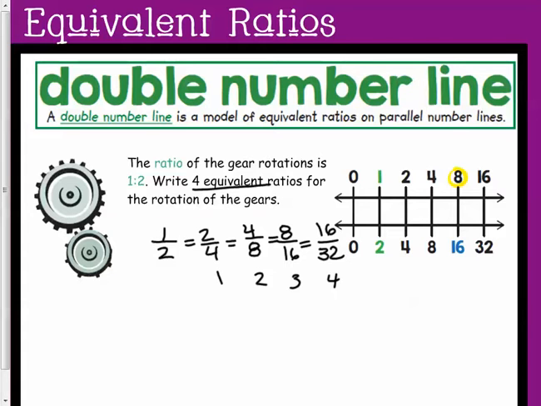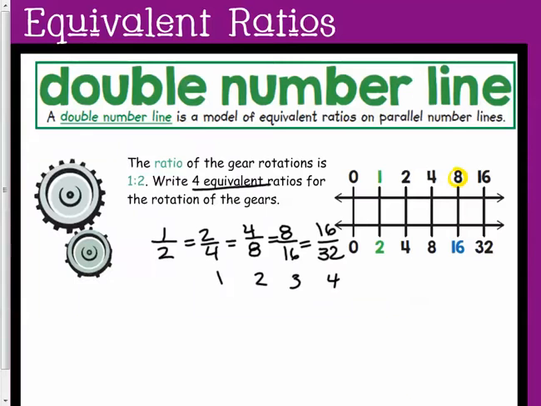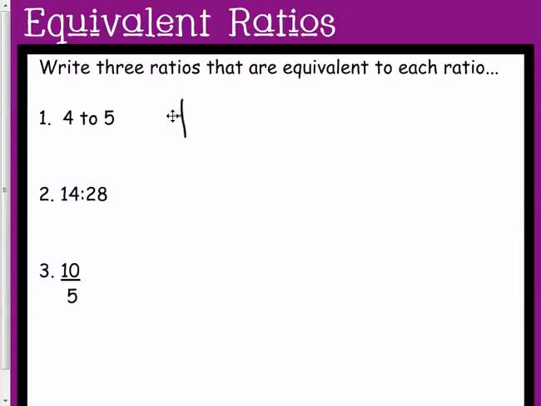Okay, your turn to make your double number lines. I want 3 ratios that are equivalent to 4 to 5. So start with your double number line like we did over here. I'm going to make 2 lines with arrows. And then my first one here would be 4 to 5. Go ahead and show me 1, 2, 3 more that are equivalent. And I'll be back in just a second to show you what I did.